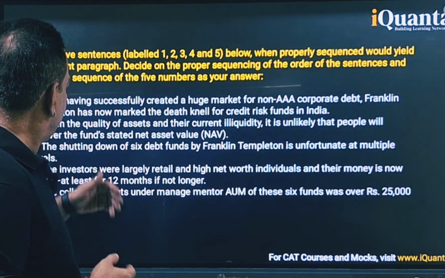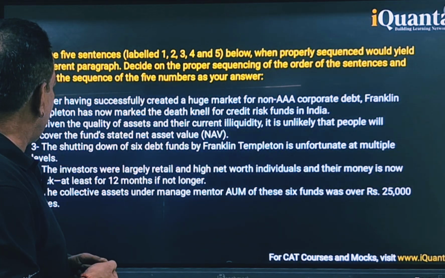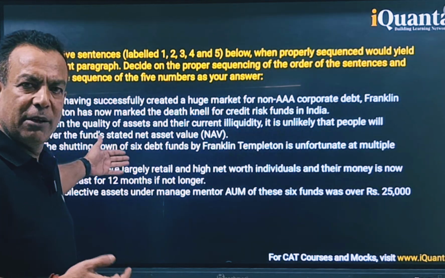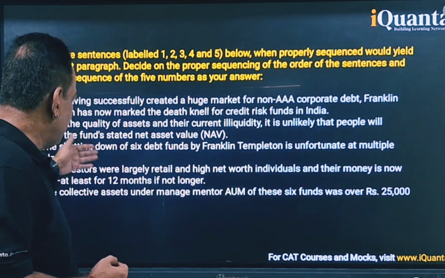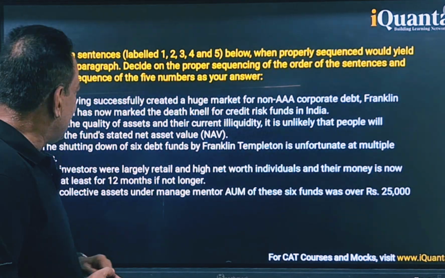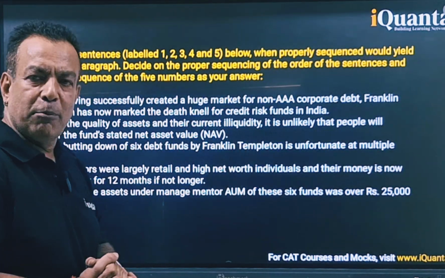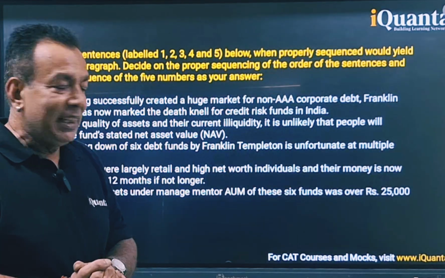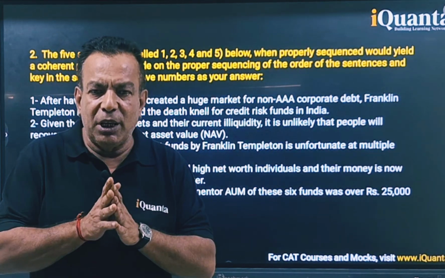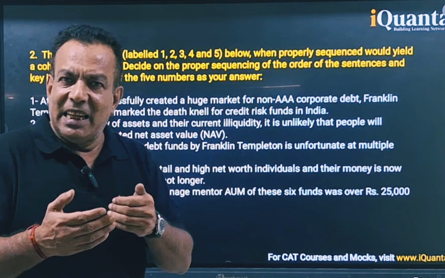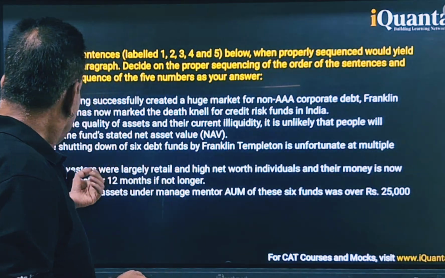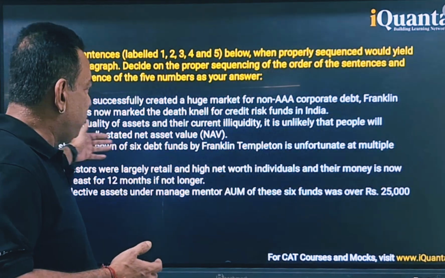In that case, we'll first look at them, and here we see that we start with the problem. We start with the event that happened, something that was basically unfortunate. The shutting down of 6 debt funds by Franklin Templeton is unfortunate at multiple levels. It's starting with that. It's giving you a concept, a problem, and it says at multiple levels, there were things that were wrong. So this would be the first sentence.